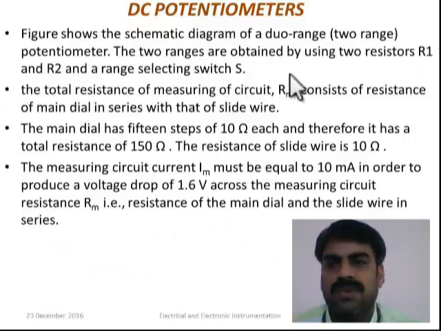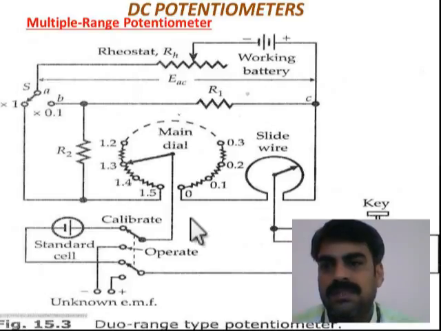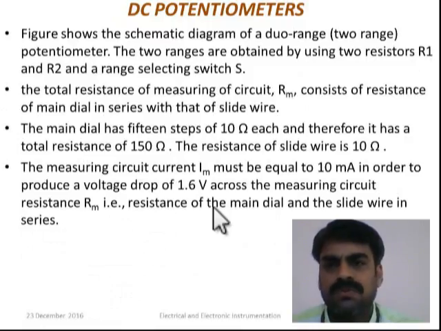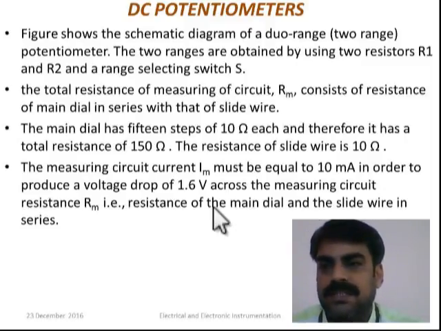So the same thing is shown over here. The two ranges are obtained by using two resistors R1 and R2 and a range selecting switch S, and the total resistance of the measuring circuit is Rm. So here in this circuit, the total measuring circuit resistance when it is at range 1 is 150 plus 10 ohm, 160 ohm, and this will be different when it is connected at range 2. At that time R1 and R2 will be included in the circuit. So we will see exactly how much is the value of Rm and the R1, R2 values, in the later part of the discussion.